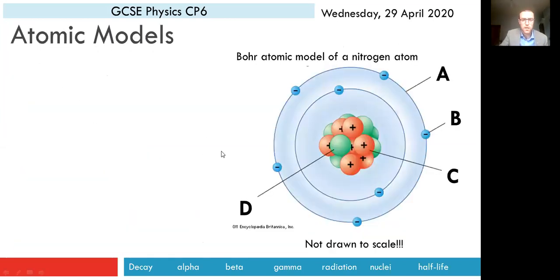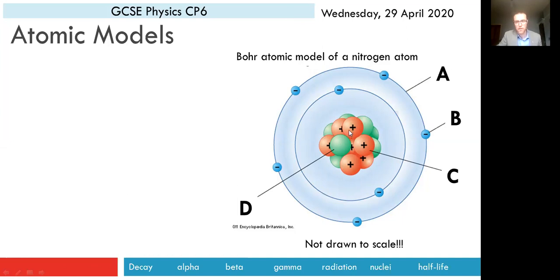We're now going to look at atomic models. Okay, so this is the Bohr atomic model of a nitrogen atom. A model of an atom is simply a scientific model, a representation of an idea, an object, or a process that's used to describe and explain the phenomena associated with it that we can't experience directly. So we can't see an atom, so we've made a model of an atom.